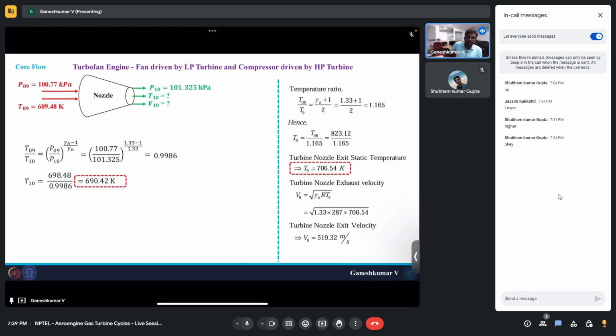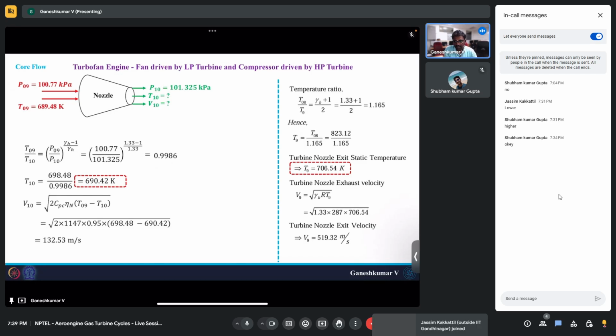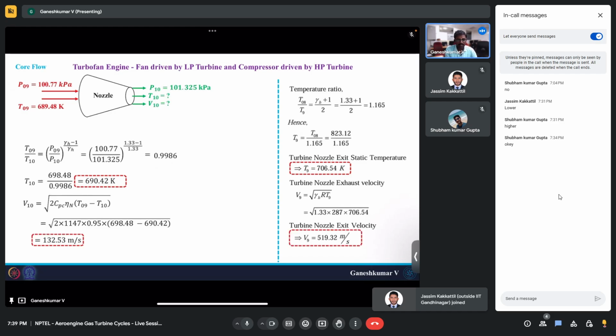So the exit temperature as such you can compare. The exit temperature of the nozzle is also lower than the nozzle exit temperature for the conventional turbofan engine. Since the exit temperature is also lower, and in fact the inlet pressure is also lower, the nozzle is unchoked compared to the conventional turbofan engine. Ideally you will get a lower exit velocity. So that's what you will see here. The exit velocity you have to calculate with this formula, the square root of 2 cp eta times (T09 minus T10), and if you calculate it, it will come out to be 132.53 meters per second. So basically you can compare the differences.